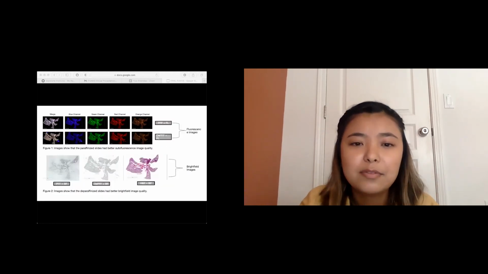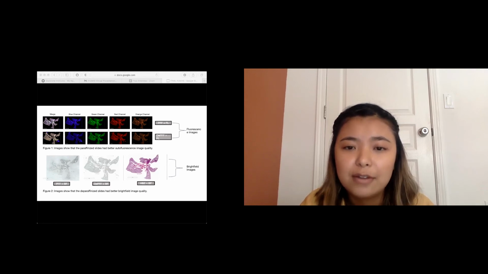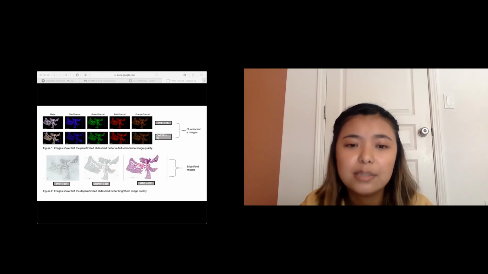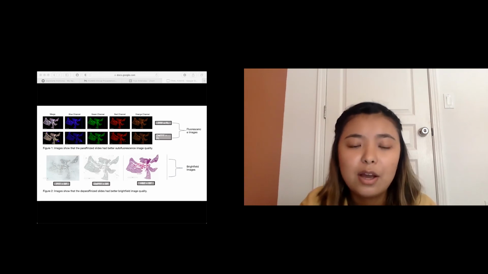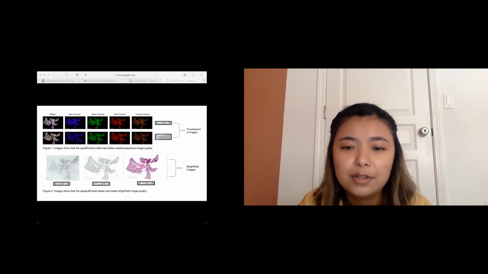So here are some of the images. The first row shows the autofluorescent images of the paraffinized slide through different fluorescent channels. And the second row shows the autofluorescent images of the deparaffinized slides. And we see that the paraffinized slides had better autofluorescent image quality compared to the other one.